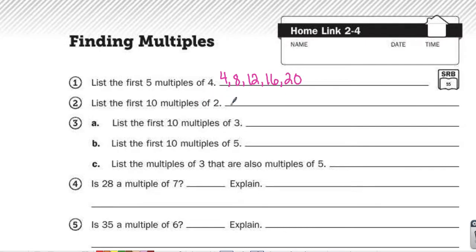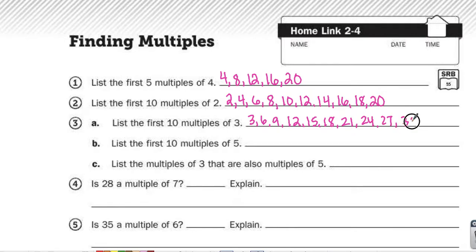List the first 10 multiples of 2. 2 times 1 is 2, 2 times 2 is 4, 2 times 3 is 6, 2 times 4 is 8, 2 times 5 is 10, 2 times 6 is 12, 2 times 7 is 14, 2 times 8 is 16, 2 times 9 is 18, and 2 times 10 is 20. The first 10 multiples of 3 would be 3, 6, 9, 12, 15, 18, 21, 24, 27, and 30.